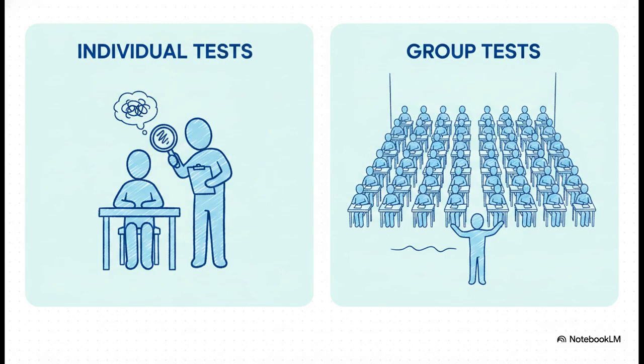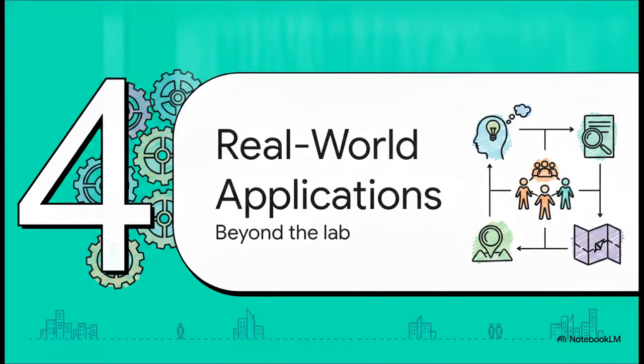Tests are also categorized by their administration format. Individual tests are given one-on-one, which allows an examiner to observe your unique problem-solving quirks in real time. Group tests, sure, they sacrifice that nuanced observation, but they provide an incredibly cost-effective way to screen large numbers of people all at once. Let's move into Section 4, Real-World Applications, why this matters outside the lab.